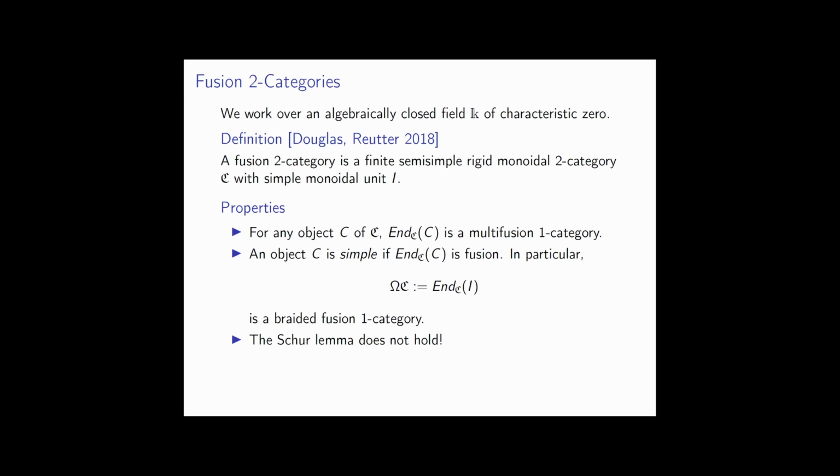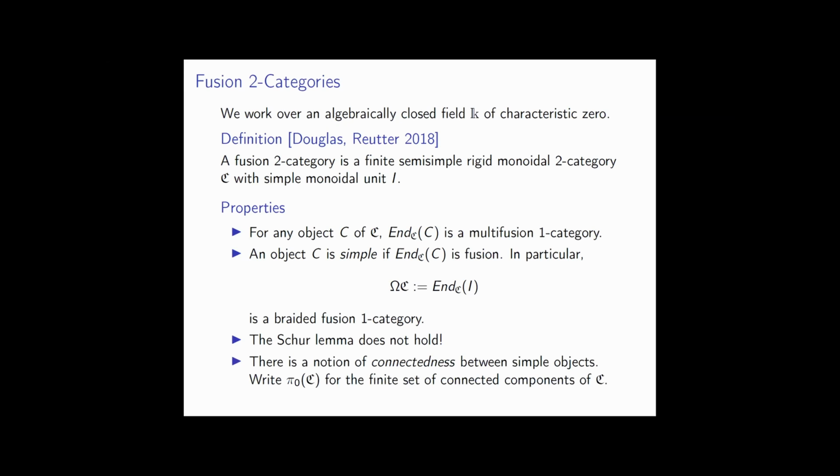Something that I have to point out, in terms of how you approach this object, is that the main difference with how you would approach the theory of fusion one-categories is that the Schur lemma doesn't hold anymore. I will have an example shortly, but what I mean by that is that in a fusion two-category, or more generally in a finite semisimple two-category, you can have two simple objects that are not equivalent, but yet between which there exists a non-zero one-morphism.